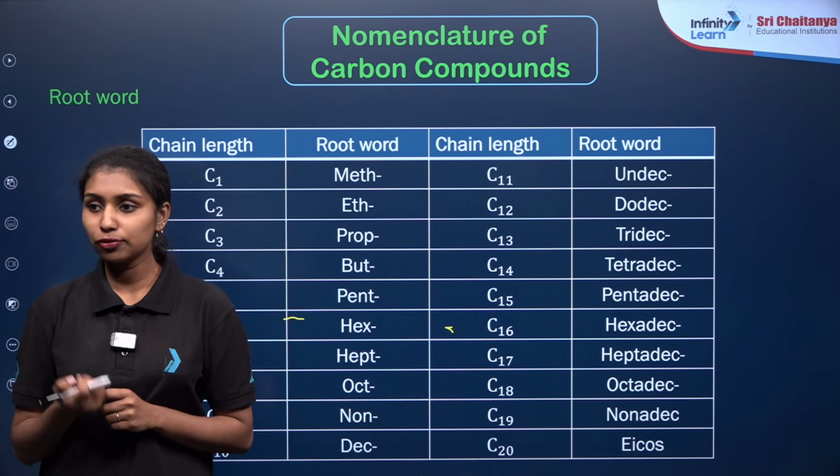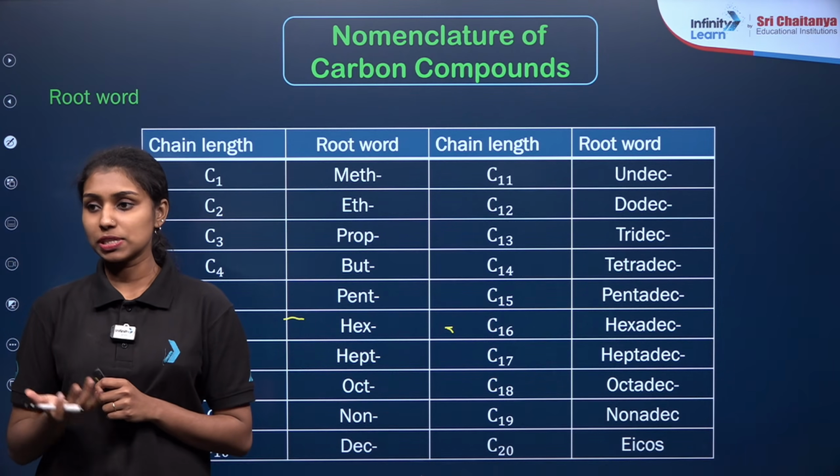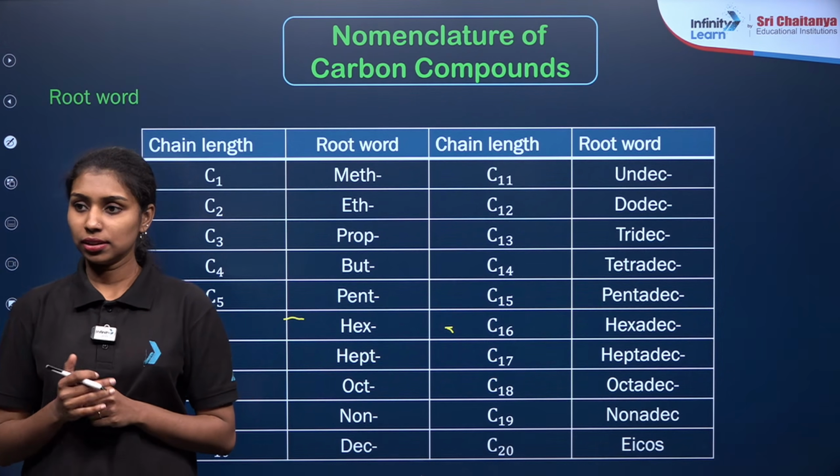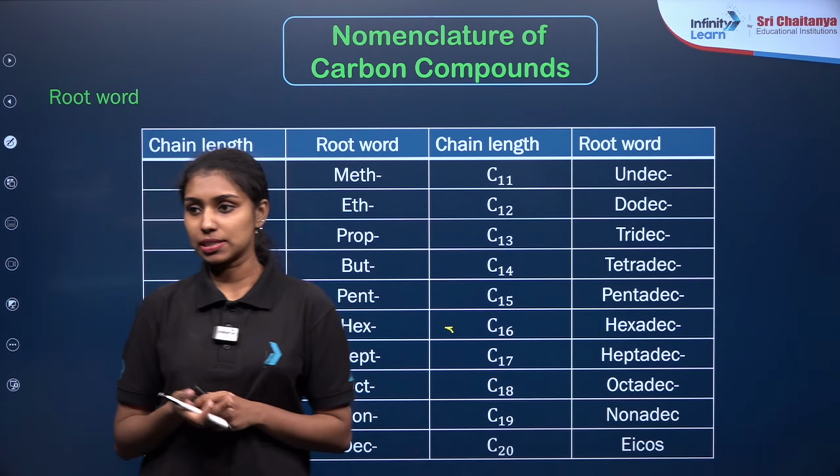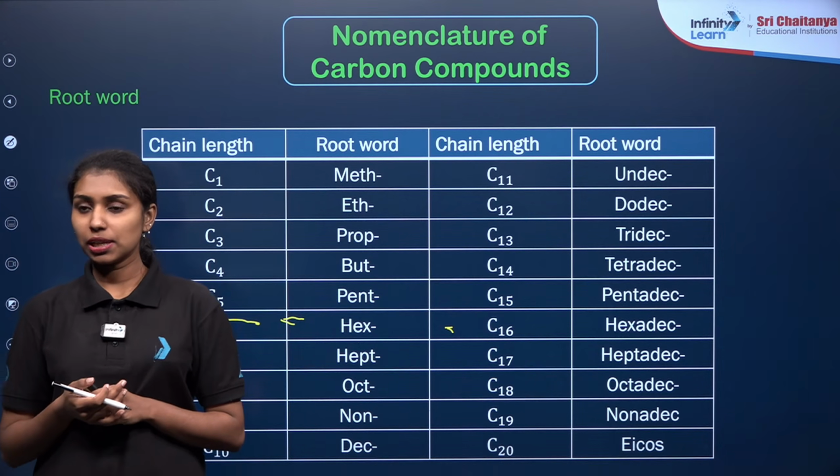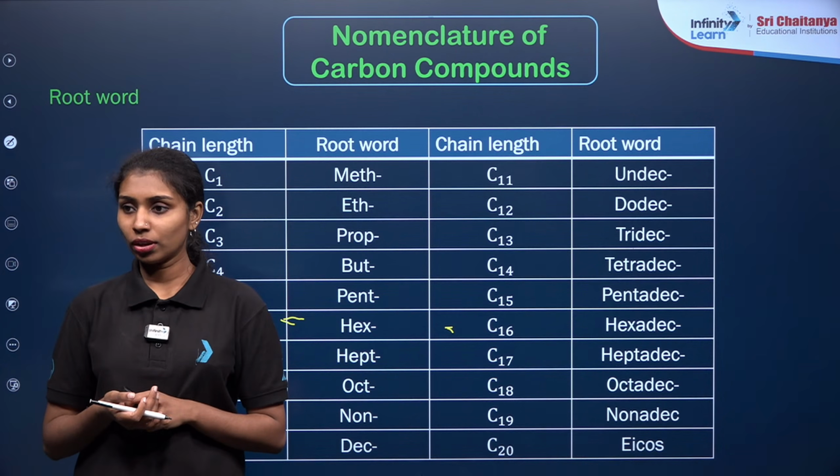Yes, there can be more than 4, 5, 6 or 7 carbons in carbon compounds. 7 or 8 carbons are possible, and a maximum of 9 or 10 are also possible.